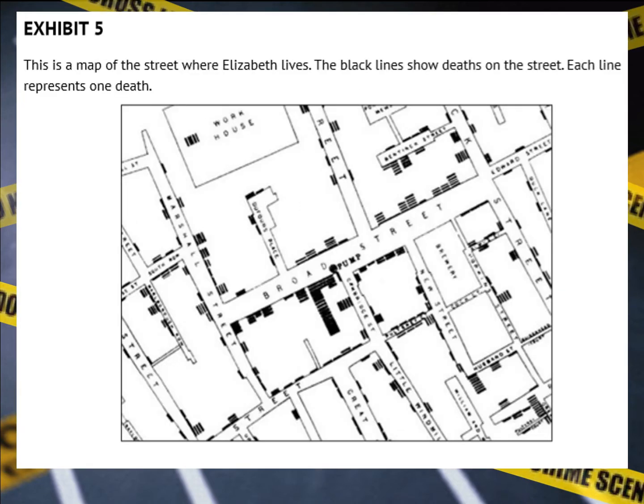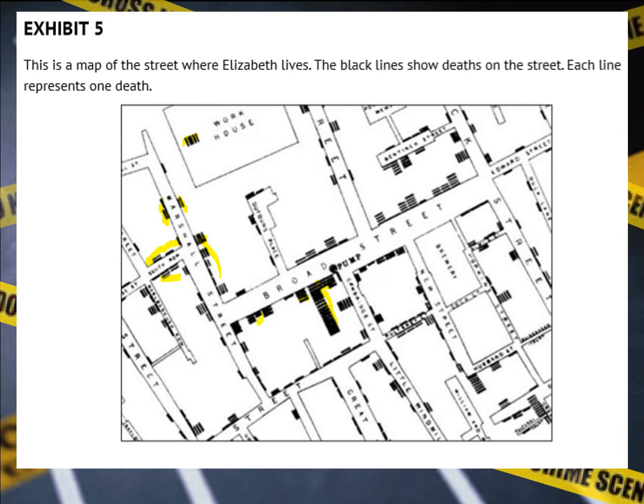So evidence piece number 5. This is a map of the street where Elizabeth lives. Each of the black lines that you can see, which I am just going to highlight in yellow a little bit so you can see what I'm talking about, each of these black lines represents one death from this mystery vomiting and diarrhoea bug, which seems to be going around this whole city because there's an awful lot of them.